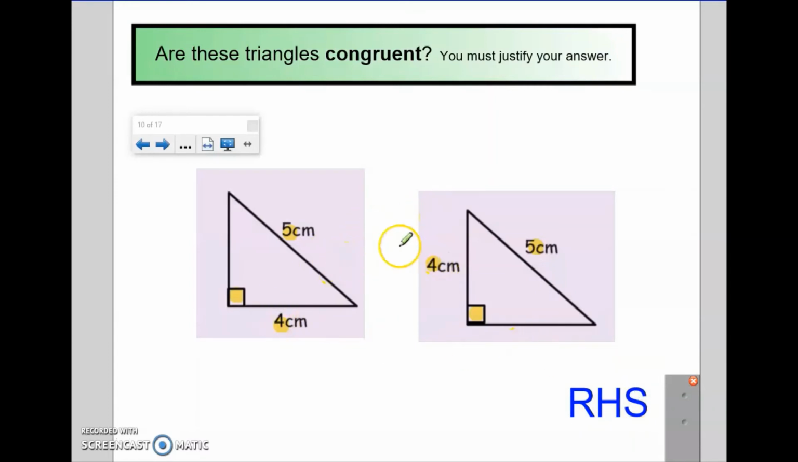And this justification is linked very closely to side, side, side. Because if we think about Pythagoras' theorem, if I wanted to work out that side and that side using a hypotenuse of 5 and a side of 4, then this side and this side would of course be the same as well. So we can use this justification to prove congruency if we have a hypotenuse and one other side that is the same. So again, yes, these two triangles are congruent.